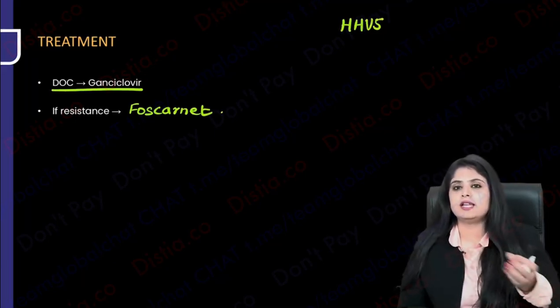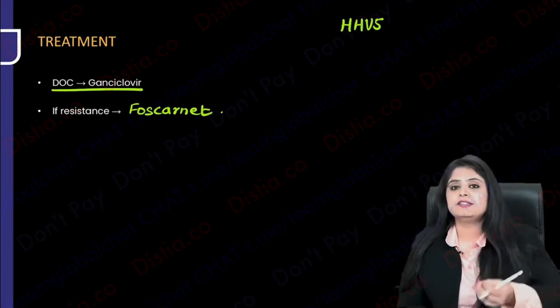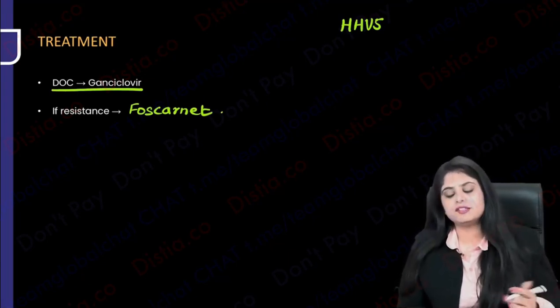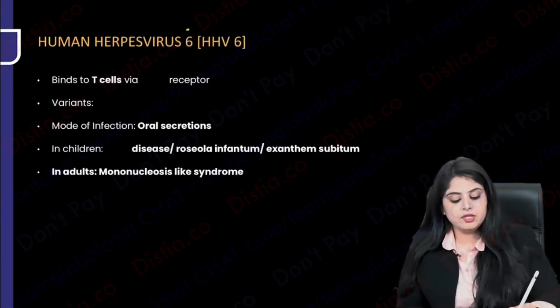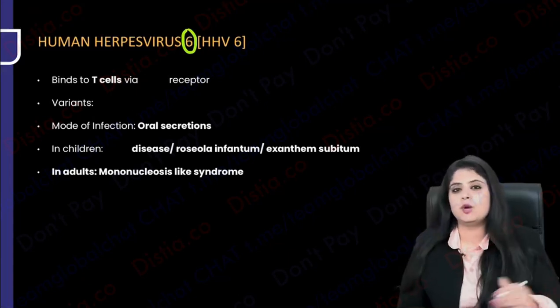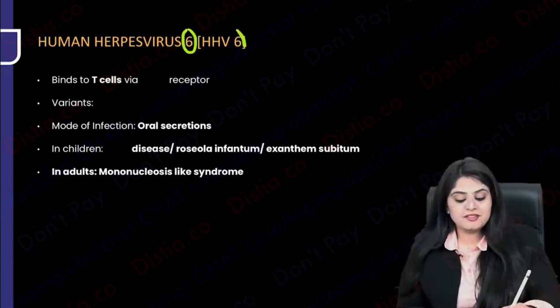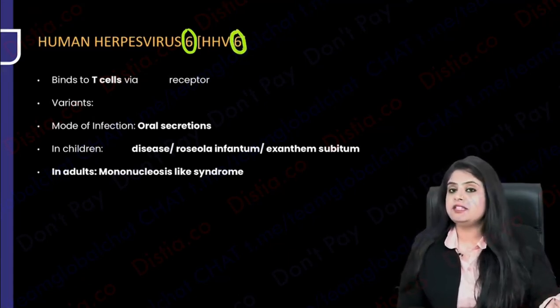Now I'm left with the smaller ones, that is human herpes virus 6, 7 and 8, out of which 6 and 7 are almost the same, so we study them together. What am I saying? Study human herpes virus 6, then copy paste for 7. This much work you can do, 7 copy paste. So human herpes virus 6 is going to cause everything to do with 6.